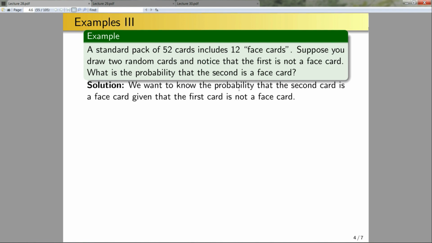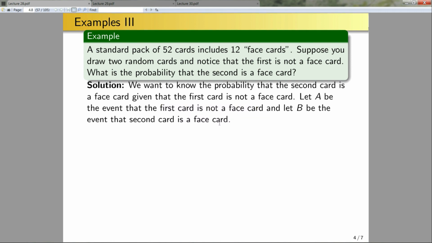So in order to make this problem a little bit easier, let's give these things symbols. So let A be the event that the first card is not a face card, and we're going to let B be the event that the second card is a face card. Okay, so what probability do I want to compute? Well, I want the probability that the second card is a face card, but I also have extra information in that I know the first card is not a face card.